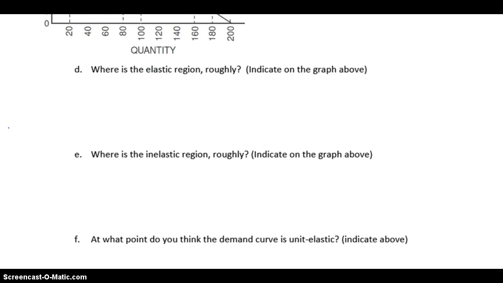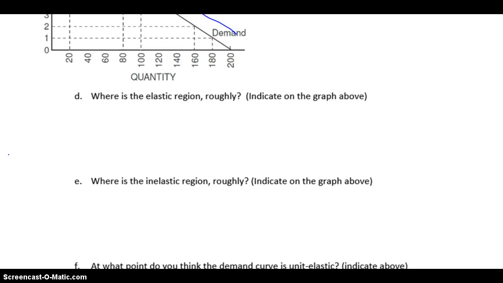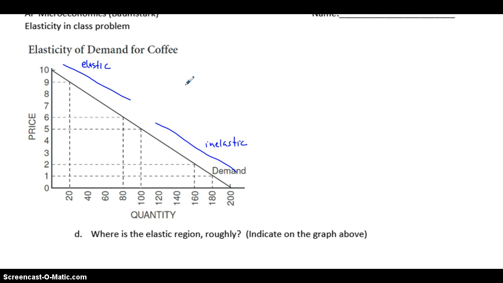And then F, at what point do we think that the curve is unit elastic? Remember, elastic means E greater than 1. Inelastic means E less than 1. So when we use those terms, that's what we meant there. It certainly seems like as we move from something greater than 1 to something less than 1, somewhere in between here is going to have to be a unit elastic point.